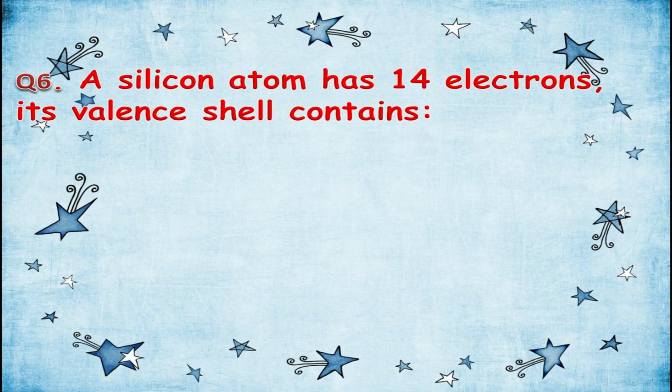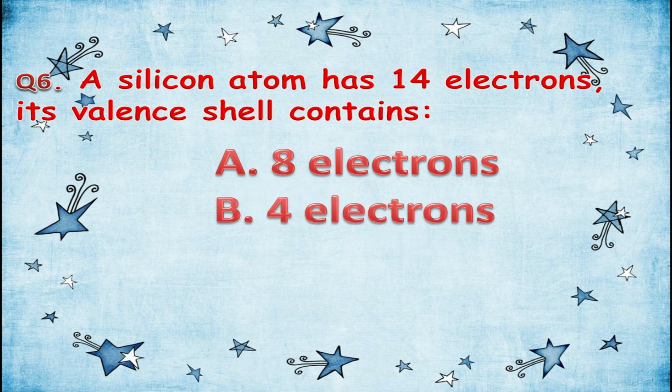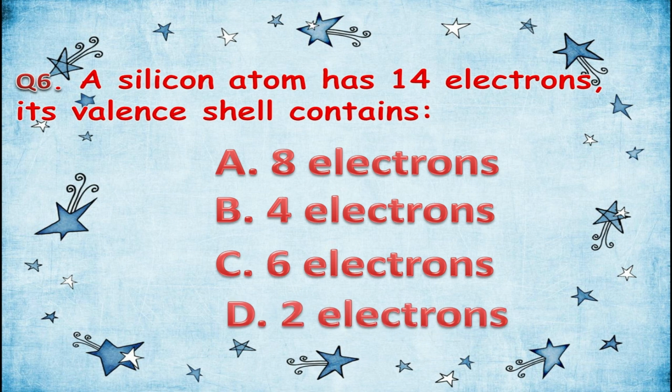Question number 6 is: a silicon atom has 14 electrons. Its valence shell contains option A 8 electrons, B 4 electrons, C 6 electrons and D 2 electrons. And your time starts now.